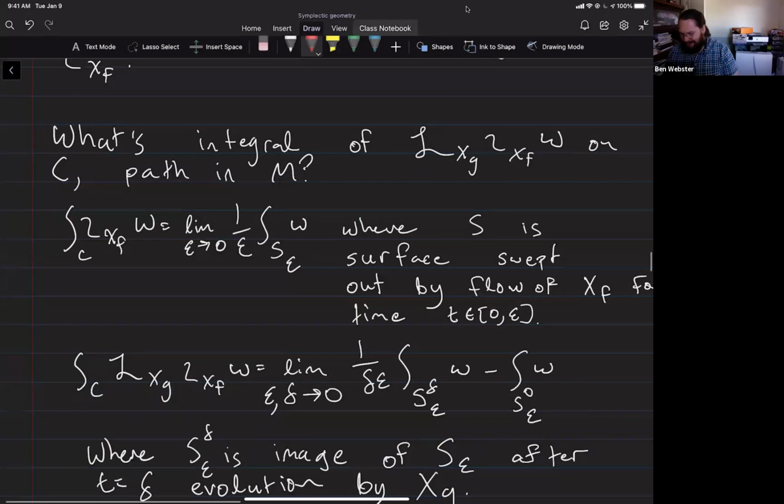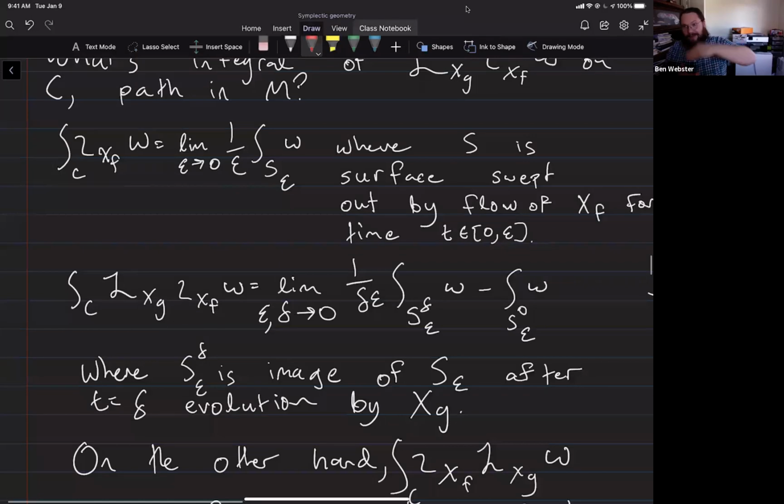Doing contraction first and then Lie derivative means I trace out my surface with respect to one vector field, xf, and then I translate it with respect to xg. And I look at how the derivative changes, both as the surface gets further away from this other one, and as I thicken it. It involves two derivatives.